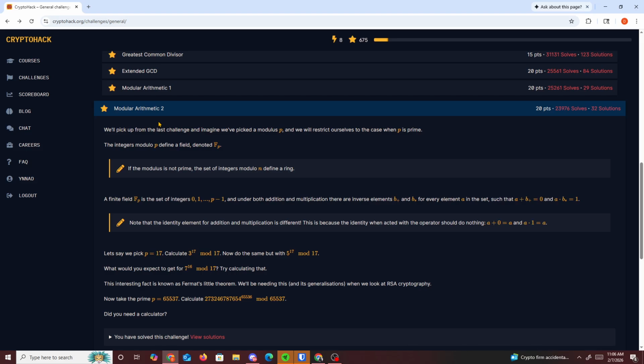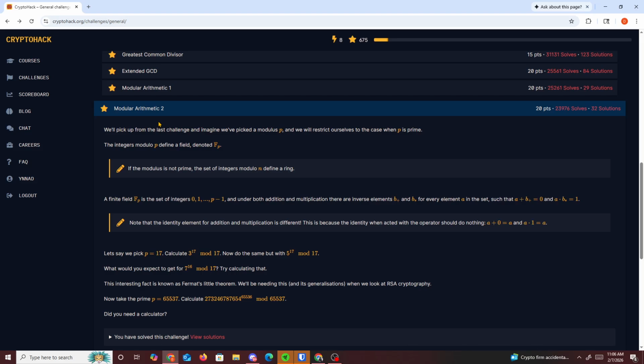Let's say we pick p equals 17. Calculate 3 to the power of 17 mod 17. Now we do the same with 5 to the power of 17 mod 17. What we expect to get for 16 to the power of 17 mod 17? Try calculating that. The interesting fact is that this is Fermat's little theorem, and we'll be needing this and its generalization when we look at RSA cryptography.